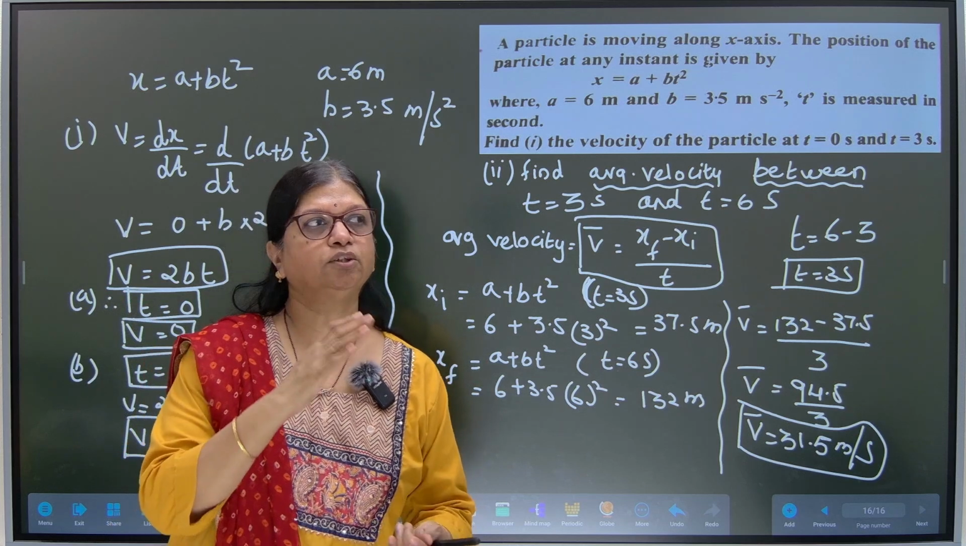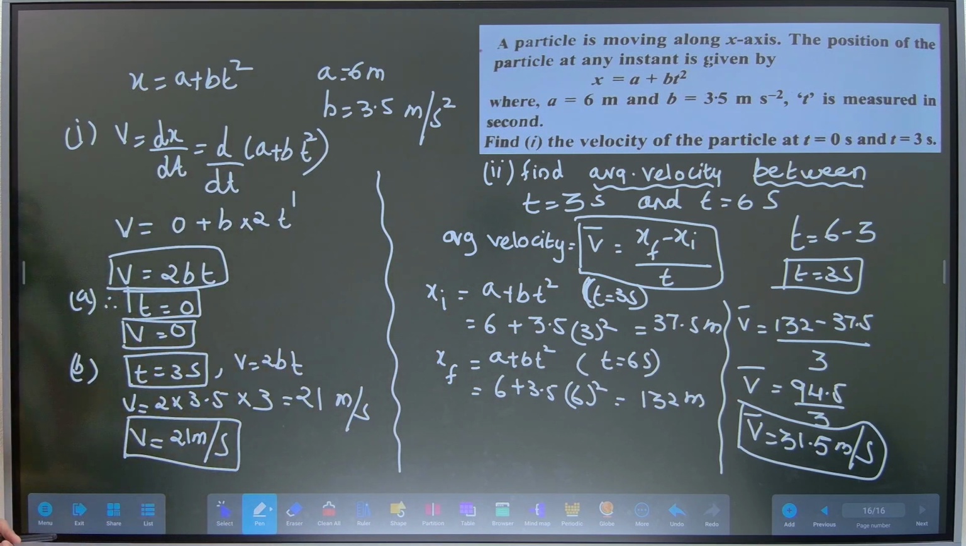Fine? Okay, so I shall just move on. You understand what we have worked out in both the bits. In the first bit, velocity at t is equal to 0 and t is equal to 3 seconds was asked. In the second bit, find average velocity between t is equal to 3 seconds and 6 seconds was asked. You take a pick, understand and solve the numerical by yourself. Fine? Okay.